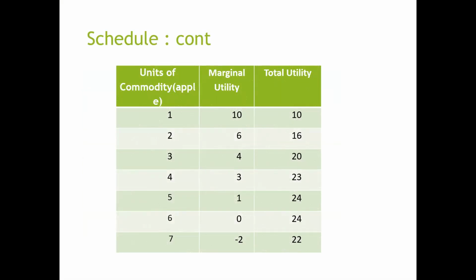So how do you measure total utility? You go on adding: 10 plus 6, 16; 16 plus 4, 20; 20 plus 3, 23; 23 plus 1, 24; 24 plus 0, 24; and 24 minus 2, 22. That means the utility goes on diminishing, and then it becomes constant, and then it becomes negative. Total utility is rising till 23, till the fourth unit. Then it becomes constant, and then it starts reducing. This is how you read and interpret a table.